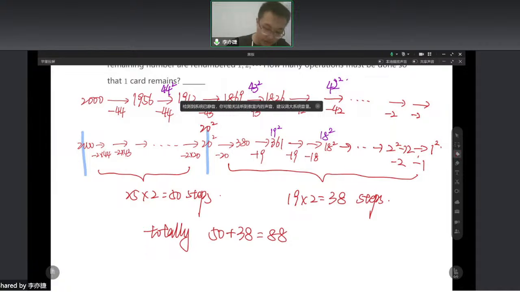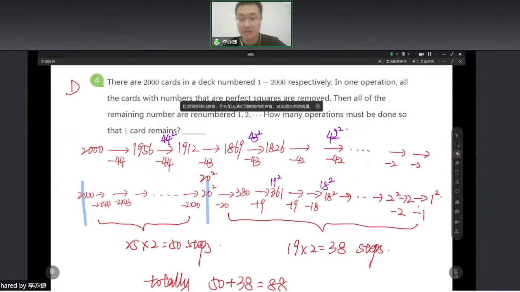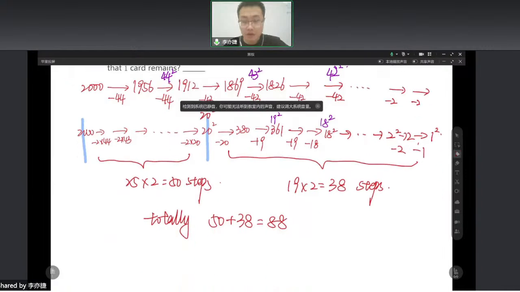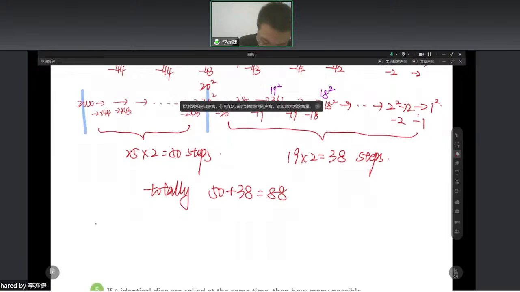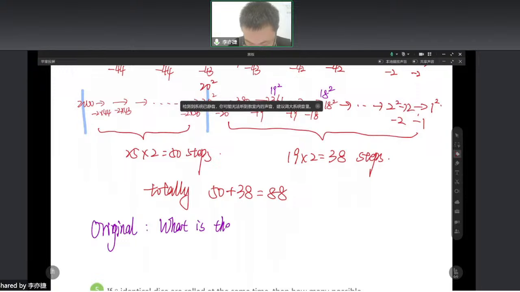This is a very difficult question, but it's easier than I thought. I just treat it as a regional question. Do you know what the original question is? The original question is, what is the initial number for the last?